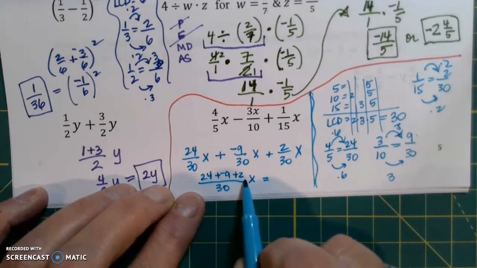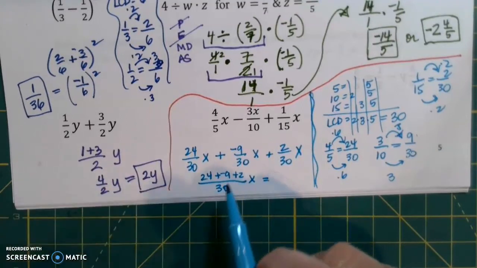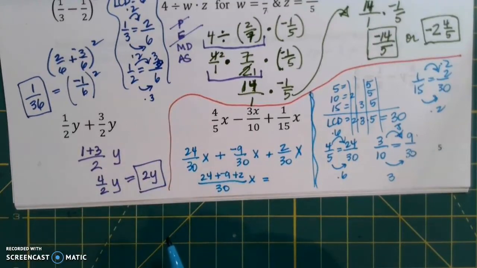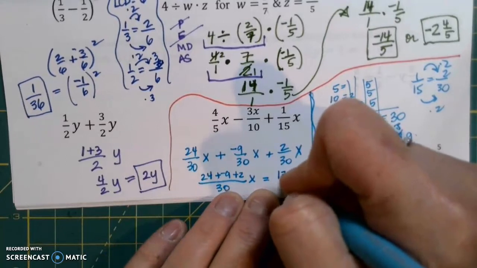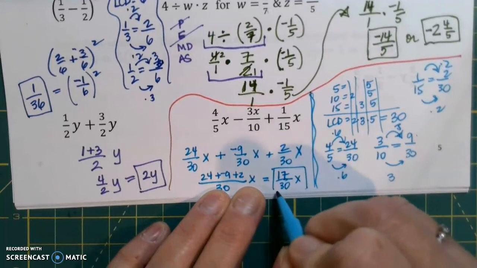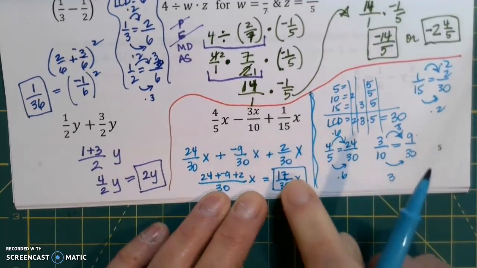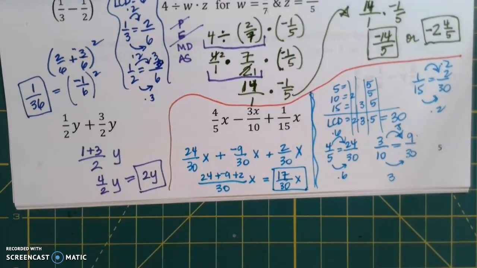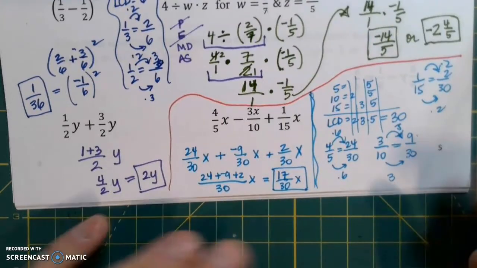Let's see, that's going to be 26 minus 9, which is, what, 17? Let me double check my... Yeah, 17/30ths. And this is another situation where, if I know immediately that 17 is a prime number, then I know that there can't be any factors I can divide out there. There's no common factors because 30 does not have 17 as one of its factors.